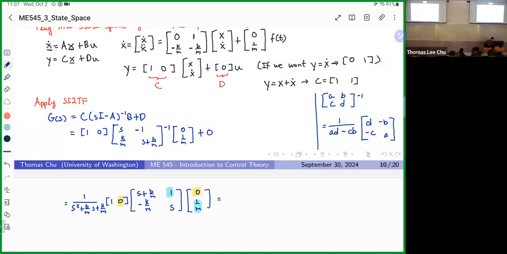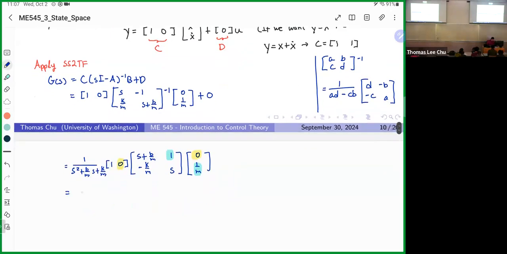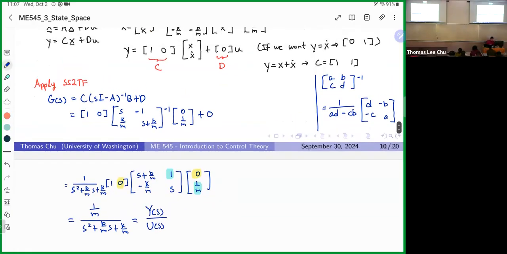So anyway, if we multiply this all out, we just end up getting 1 over M divided by S squared plus B over MS plus K over M. And this is going to be equal to our output divided by U of S. Any questions? All right, well, we're not done with this example yet.